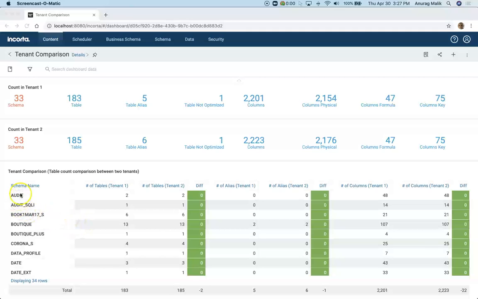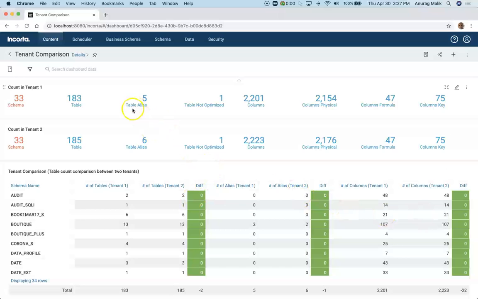So for example, here they're showing you the name of the schema, the number of tables in tenant 1 and the number of tables in tenant 2. When these two are matching, it is good, so the diff should be 0. Same thing for the number of alias tables and the number of columns in tenant 1 and tenant 2. So 0 is good. It means it's matching. Let's see what is not matching.